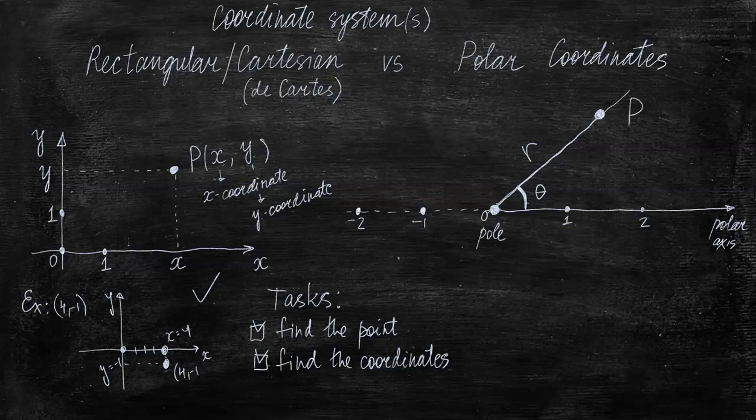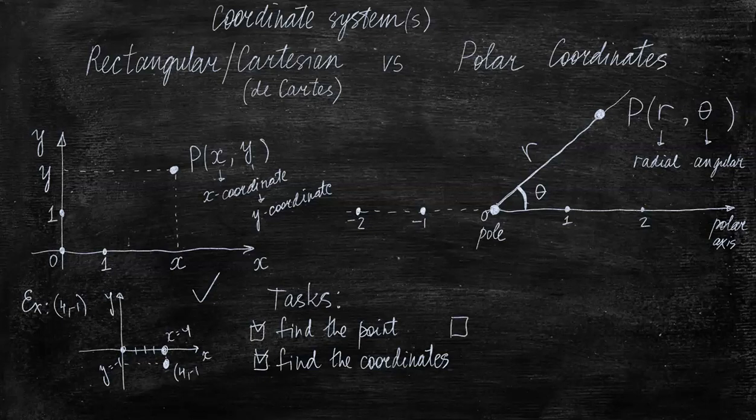So these two numbers we call coordinates. The r is called the radial coordinate, and theta is called the angular coordinate. So just like we have x and y, abscissa and ordinate, here we have radial and angular coordinates, and that's it.